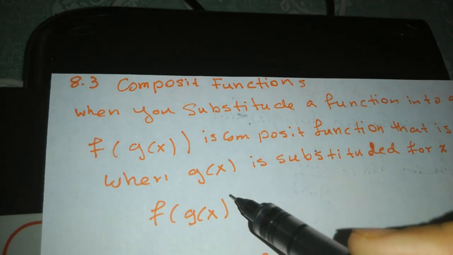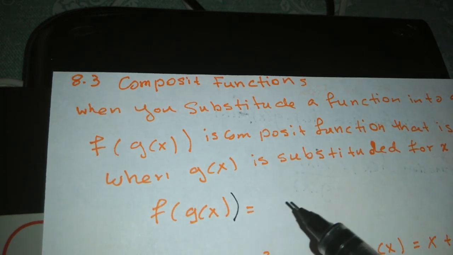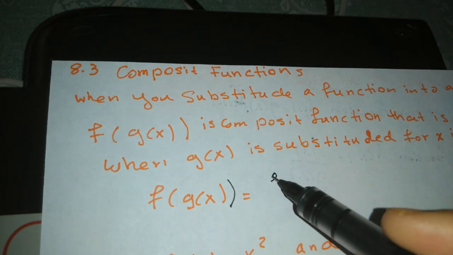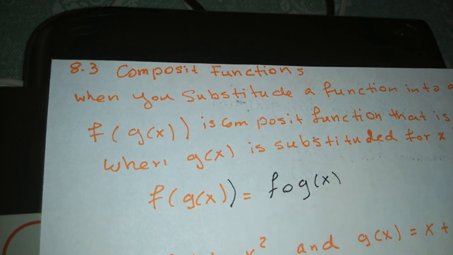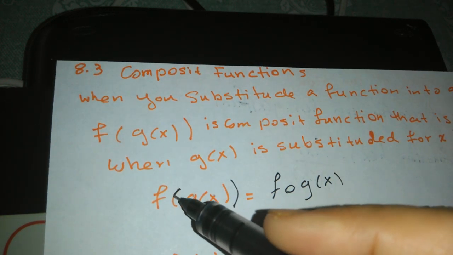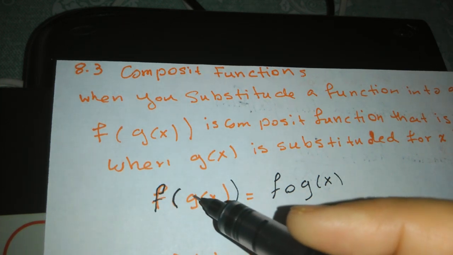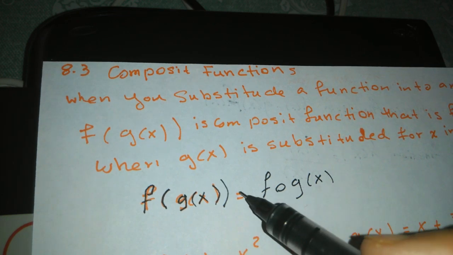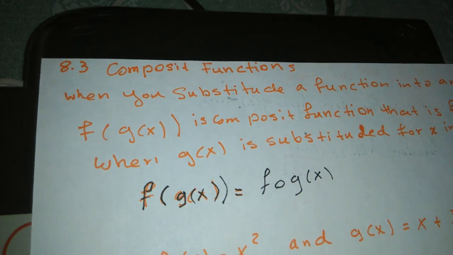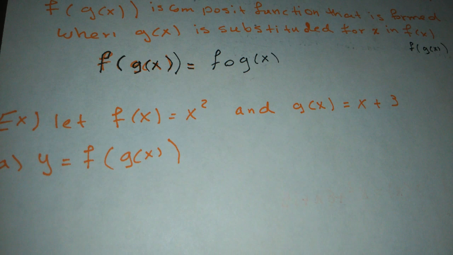Sometimes f of g of x can be shown as f of g. It would be the same. They are the same. So f of g of x is the same as f of g. Now let's just do an example.